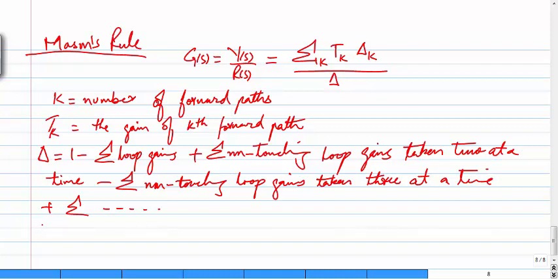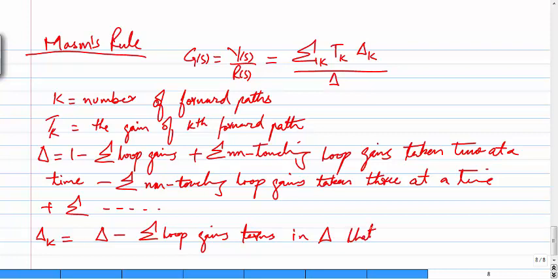Now delta k is equal to delta minus the sum of loop gain terms in delta that touch the kth forward path.